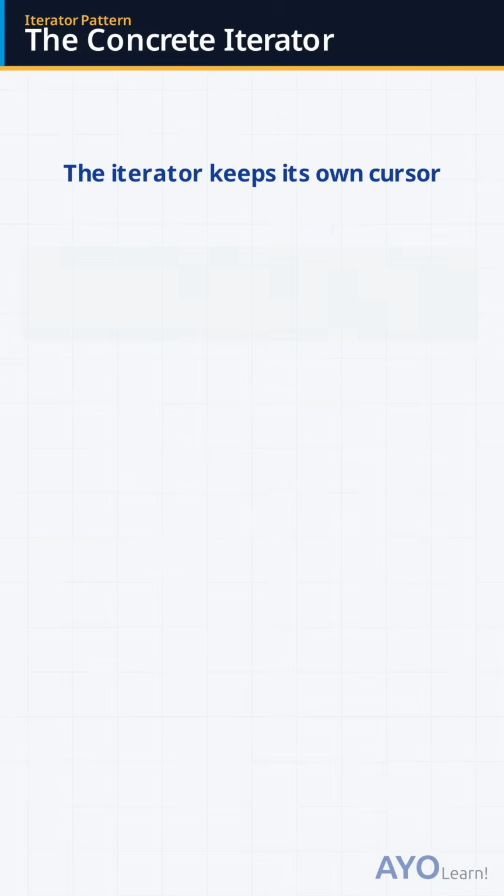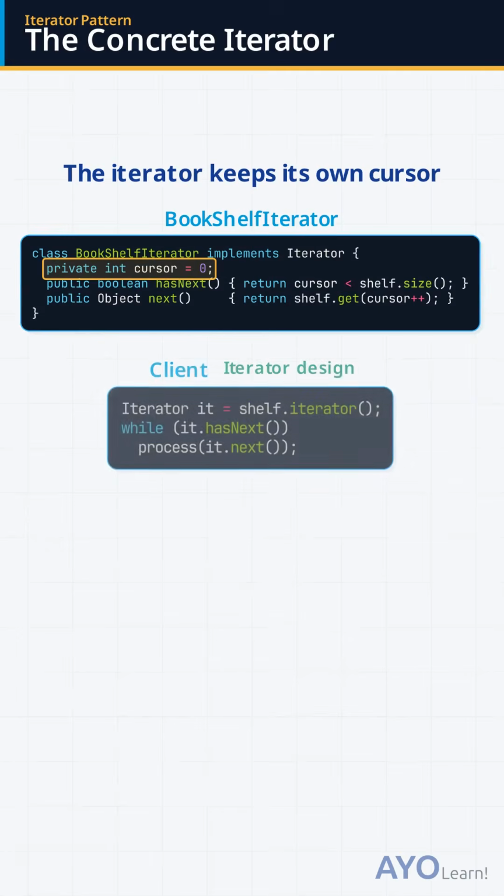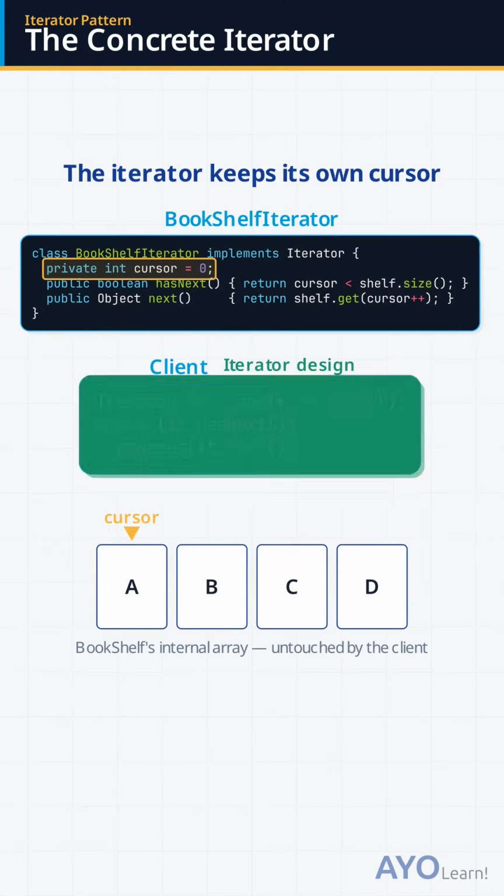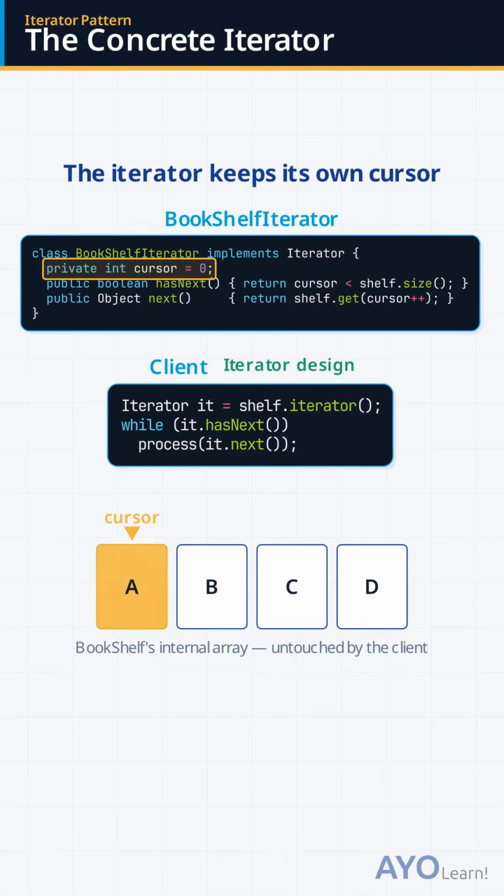Bookshelf returns a bookshelf iterator that keeps its own cursor. The client just calls hasNext, then next, processing each book one at a time, never touching the underlying array. Watch the cursor advance, highlighting the current element.